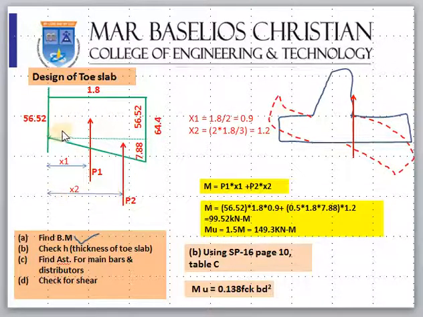For x2, how do you calculate? This is 2h by 3, 2 into 1.8 by 3, because the CG from the vertex is 2h by 3, 1.2 meter. For calculating the bending moment, P1 into x1 plus P2 into x2, I am taking moment to this point, so x and y direction will come here, x1 and x2 will come here.